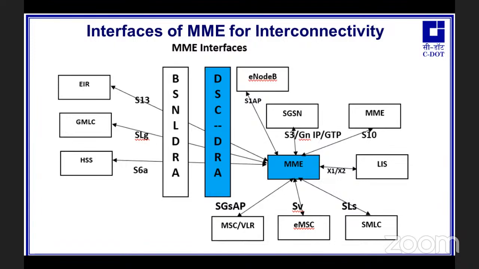Now we come to the diameter thing, it will go C.TCS DSC DRI and BSNL DRI and to the BSNL network. S13 interface for the IMI check through the EIR server, the SLG interface for the location based services for TMLC, and the authentication purpose to the HSS over S6A. This S6A will be for the BSNL subscriber, for the subscriber which are being created in the BSNL HSS. In case of TCS subscriber which are created in TCS HSS will not go through BSNL DRA, it will be taken care internally through our DRA.